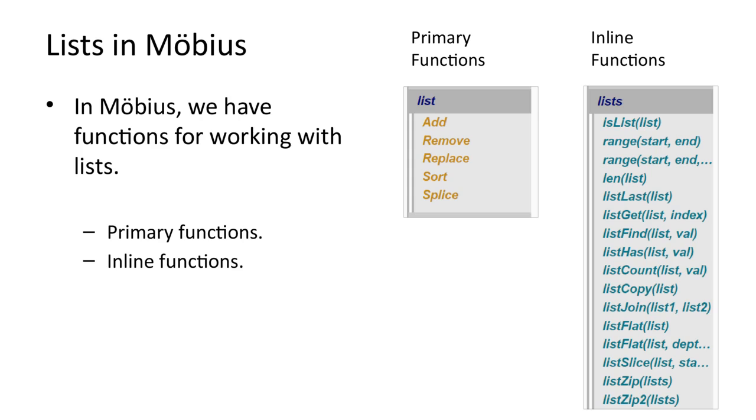In Mobius, there are two sets of functions for working with lists. They can be found under primary functions and inline functions. We will look at a few functions from each category.